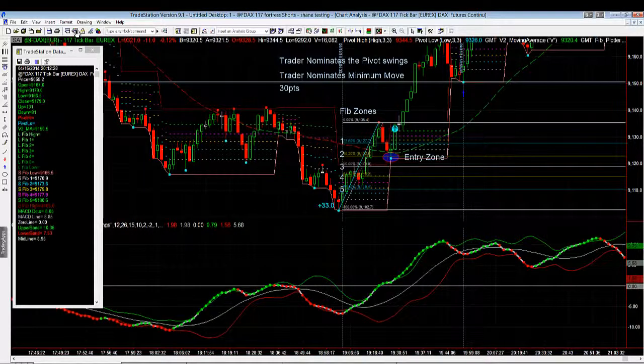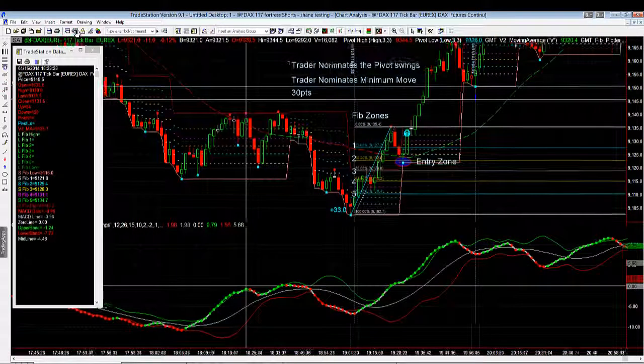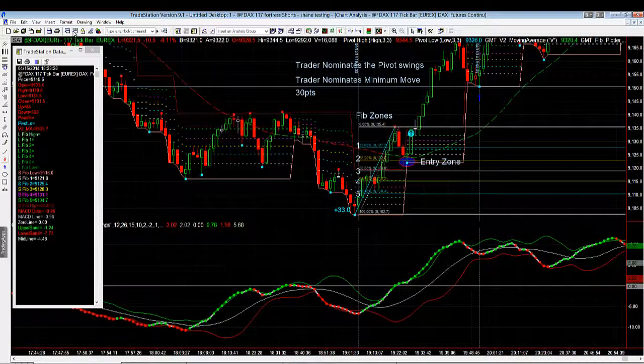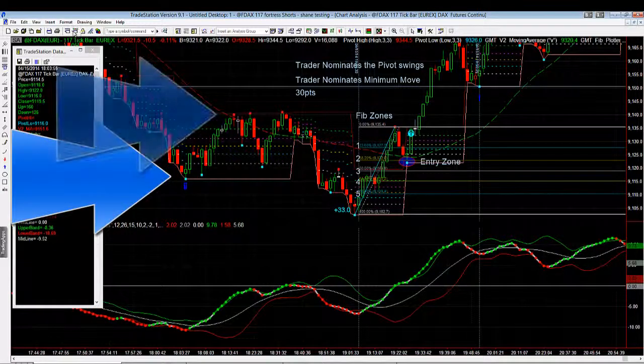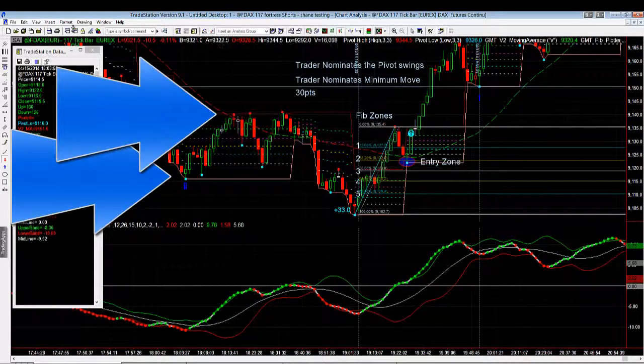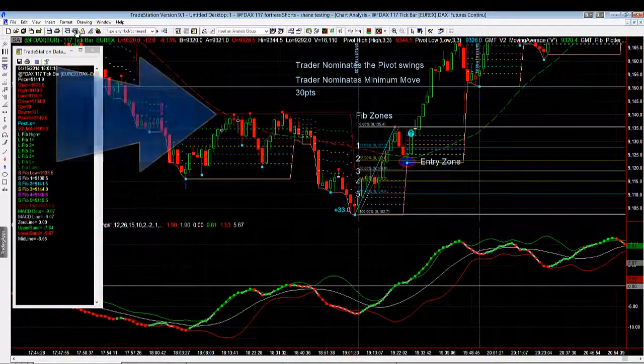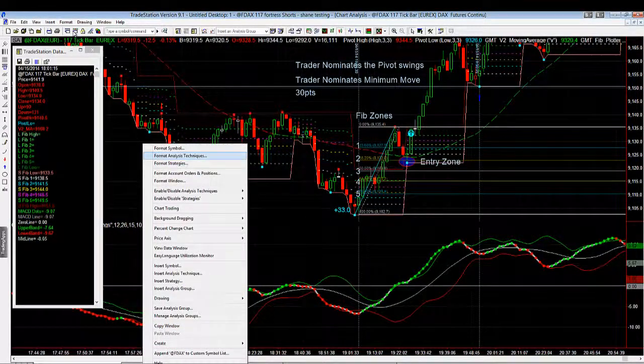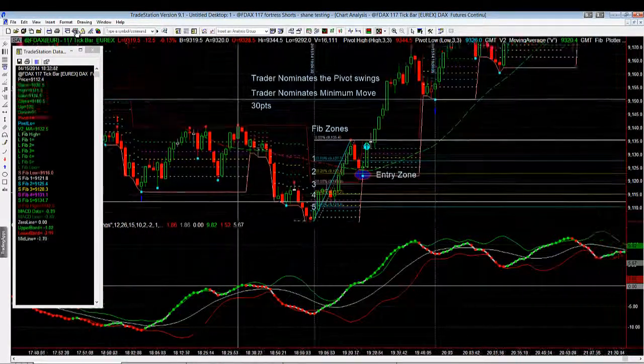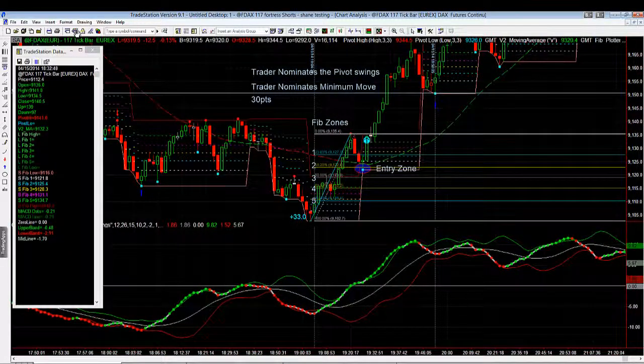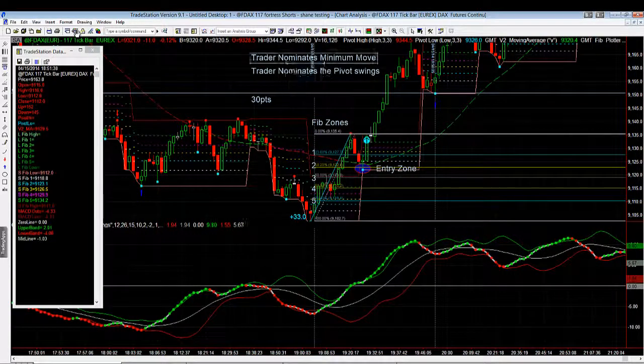So let's have a look at what else is on our charts. We have our pivots. As you can see here, this is our pivot low and that's our pivot high there. So anytime you are looking at your charts, remember the first statement I made in that training was that the trader nominates the minimum move that the market must have before this system works.